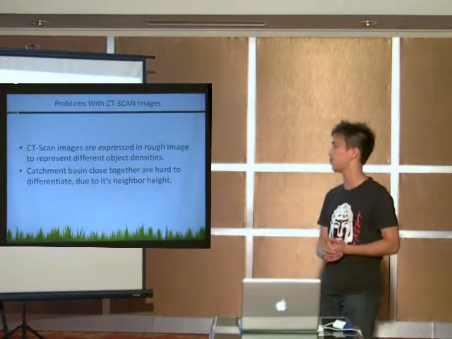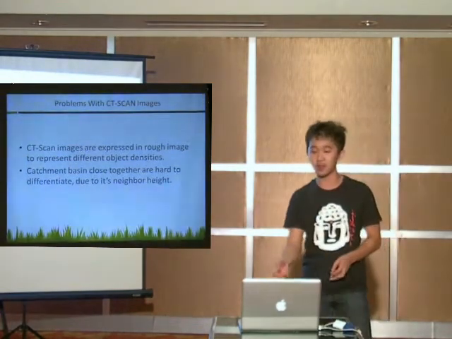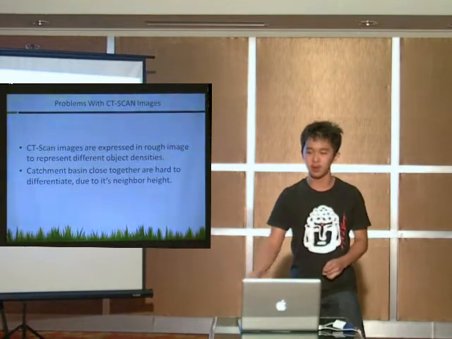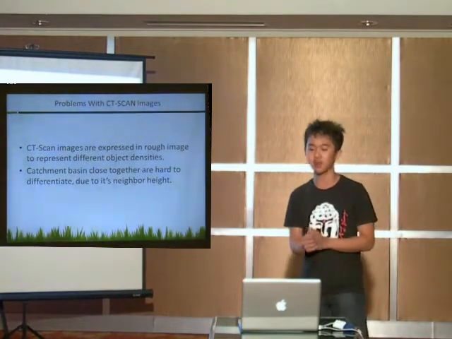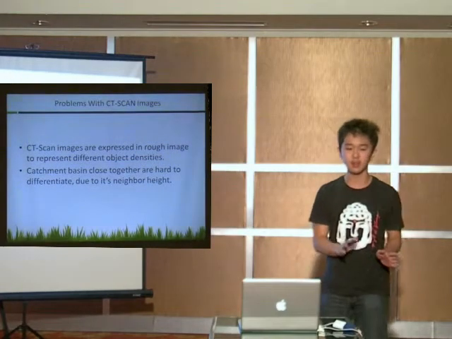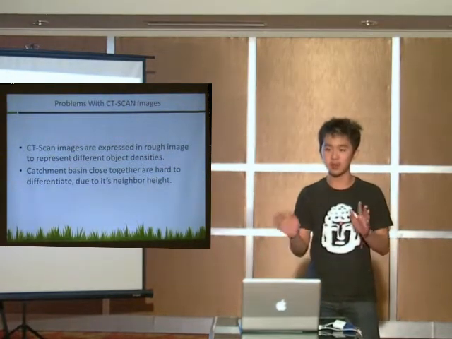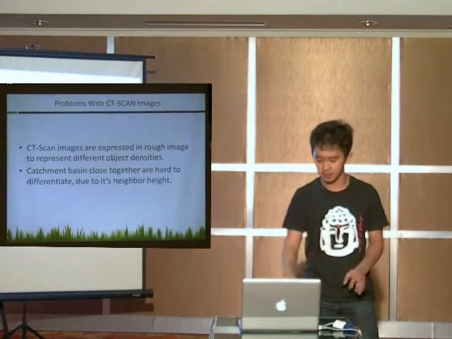But I encountered several problems, including with the images that are expressed in graph images created by CT scans. This is caused by close catchment basins that are very hard to differentiate. This causes color differences that are undefined.